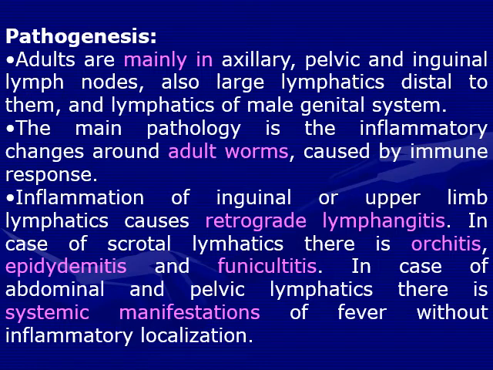This inflammation of inguinal or upper limb lymphatic vessels and lymph nodes causes retrograde lymphangitis. In case of scrotal lymph nodes, there is orchitis, epididymitis, and funiculitis also. In case of abdominal and pelvic lymphatics, there are systemic manifestations of fever without inflammatory localization. This is called elephantoid fever.